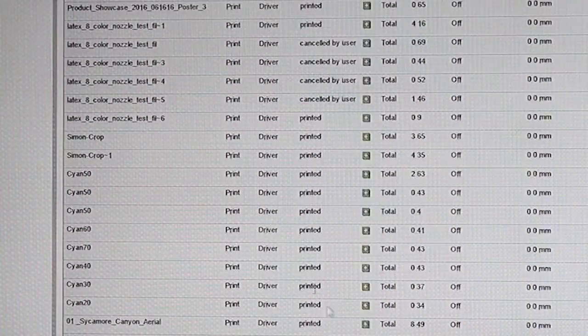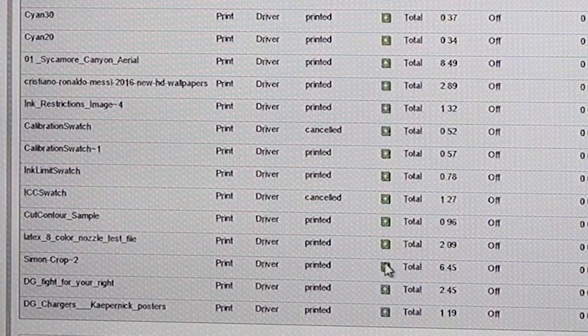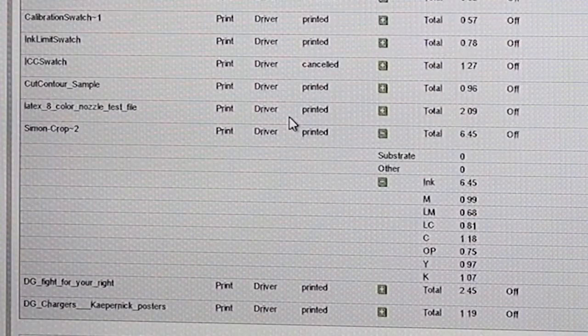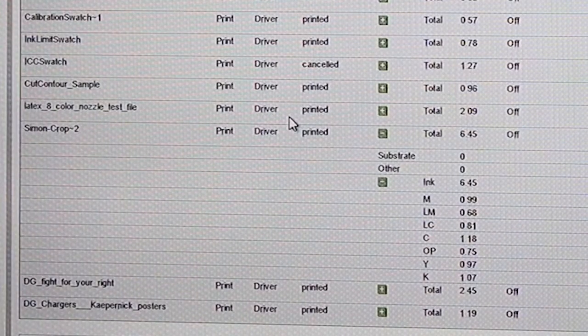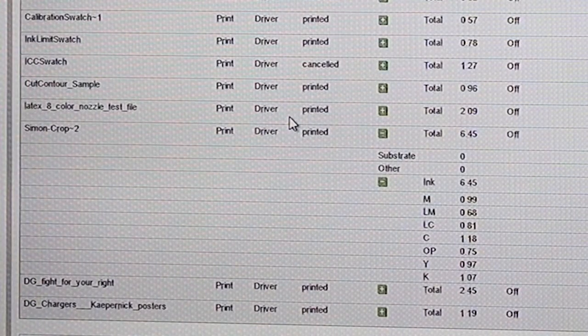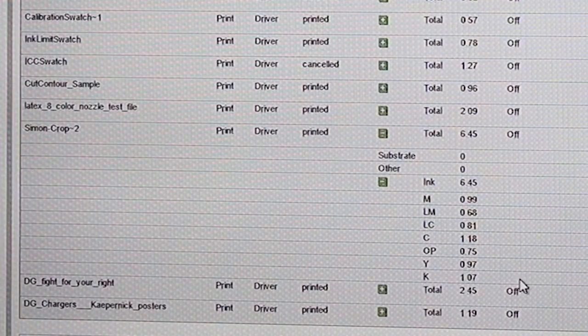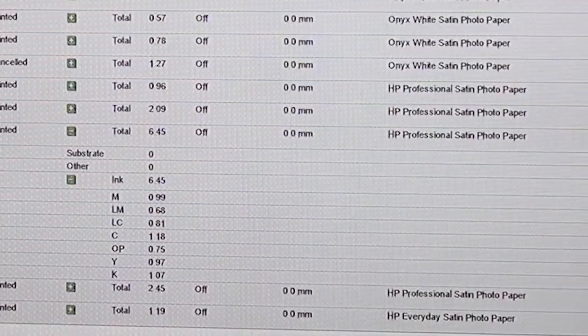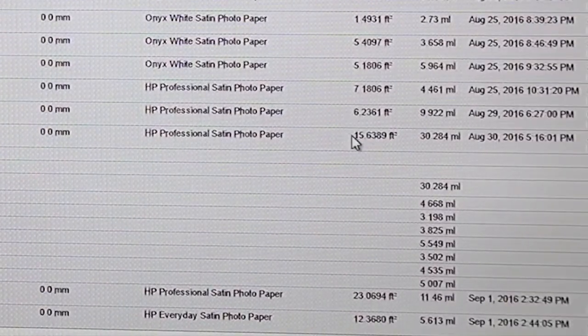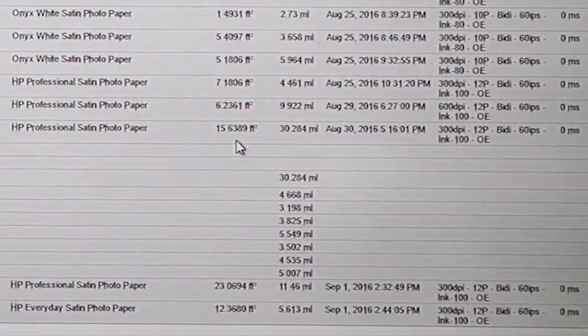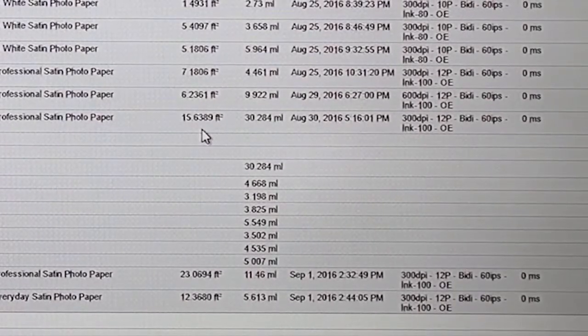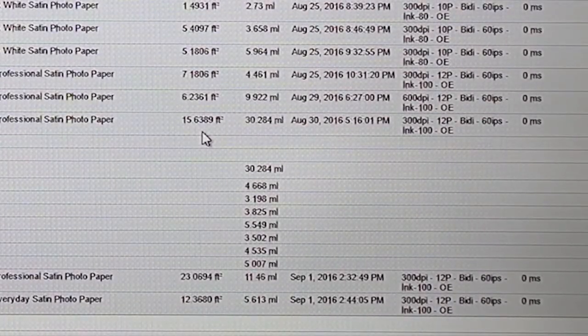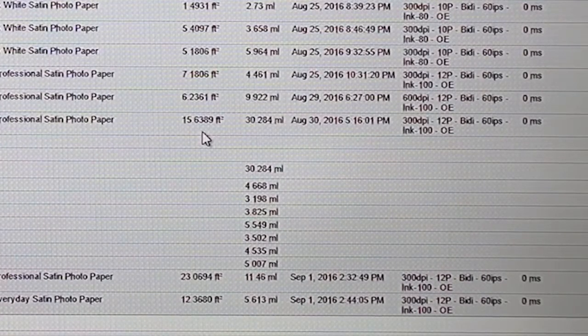So just to give you an idea, this one down here, Simon Crop, this was a print that I did, and I already know that this print was a very heavy coverage. I mean, it was a big, rich, giant photographic image with a lot of heavy ink. So it's going to run on the high side. But what's most important to me isn't so much over here the cost of the ink, which is all consumables. The thing that concerns me the most is over here. Now, I already know that this job was 10.7 square feet. So why is it calculating it as 15.6 square feet?